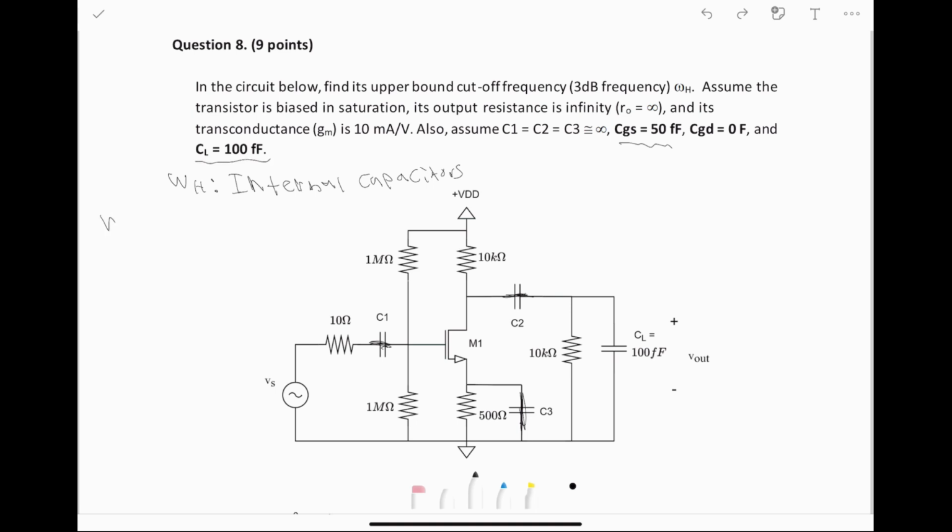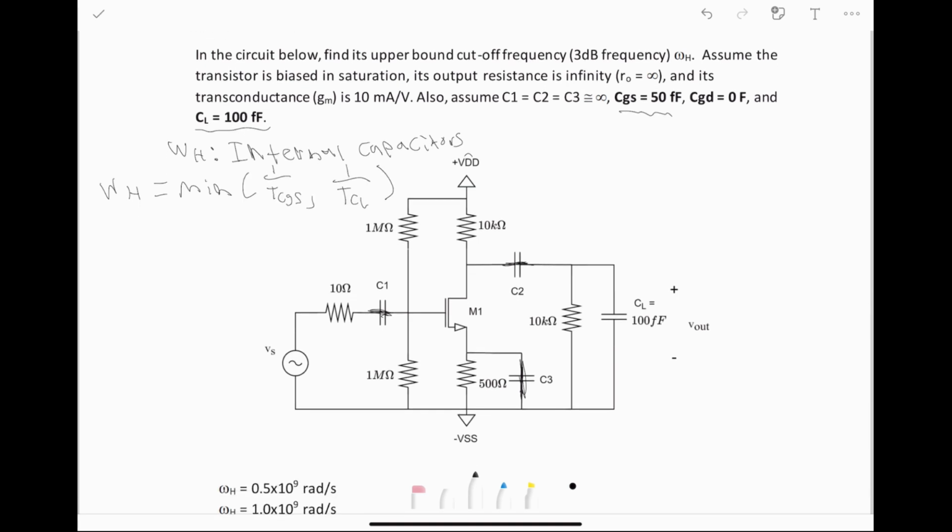To do this, the formula is that omega H is equal to the minimum value of 1 over tau CGS and 1 over tau CL. This is very similar to the omega L formula. It's just that it's minimum instead of maximum, and you definitely have to have that memorized.